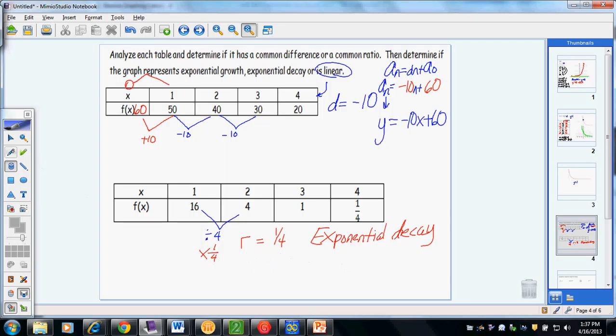Okay, so just note that if we're decreasing as our x's get more positive, we have an exponential decay. We can also determine this by our common ratio. If our ratio is between 0 and 1, then we have decay.